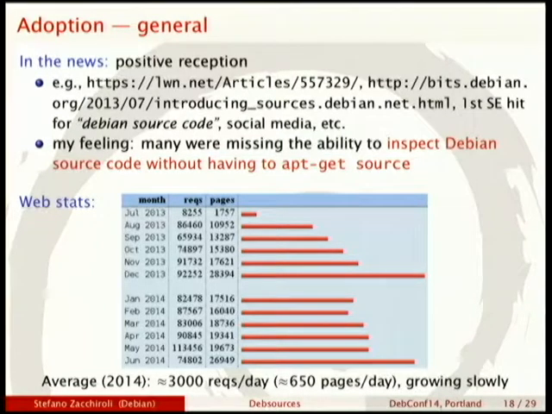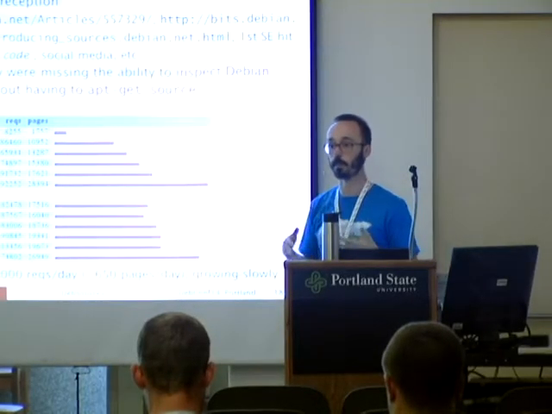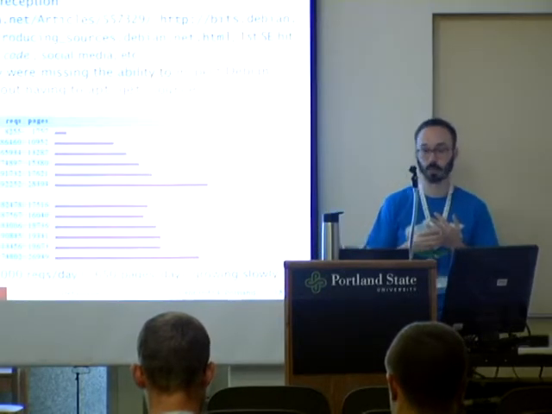Adoption in general, so the reception seemed to have been quite good. LWN talked about that. There have been some blog posts on the official Debian blog and I was really happy about that. It's kind of increasing, so we are at about 3,000 requests per day. It's slowly increasing. And my feeling is that people were generally quite annoyed of having to do apt-get source or maybe debcheckout before being able to look at a single line of code in a specific Debian package. So even if the idea is essentially straightforward, this service is filling something we were missing in our infrastructure for quite a while.